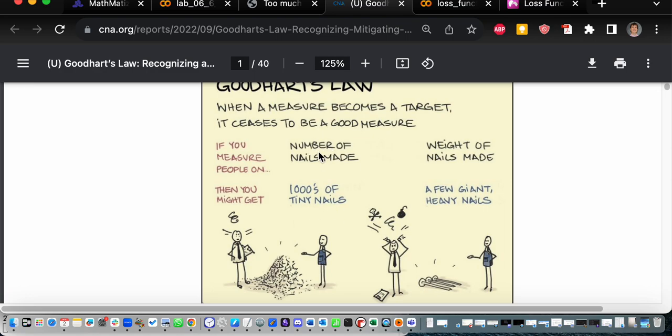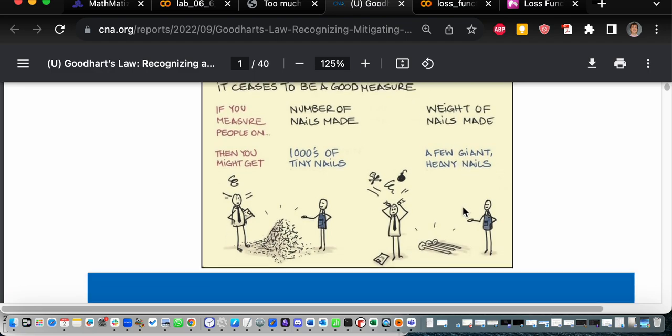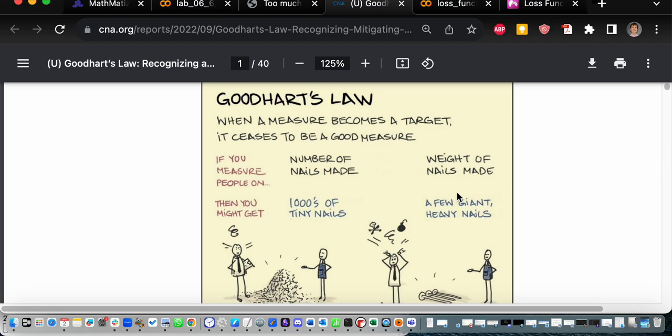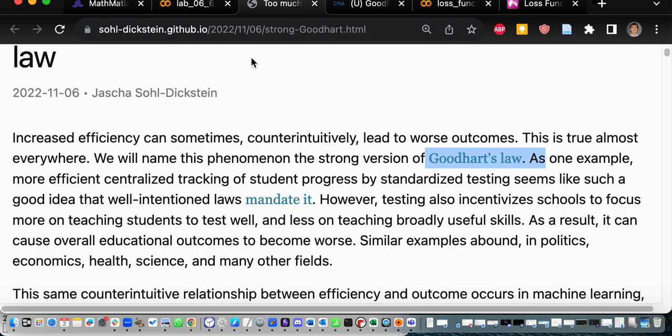All right, so don't do that. Don't tell them the number of nails made. Tell them the weight of the nails made. See, because then they can't cheat by making lots of small nails. But then they'll cheat a different way, is they'll make a few giant heavy nails, right? And so Goodhart's law is saying whatever you choose as the target will be a bad target, because as soon as you pick what it is, people will cheat to make that the thing. And this is exactly the idea of overfitting, right?